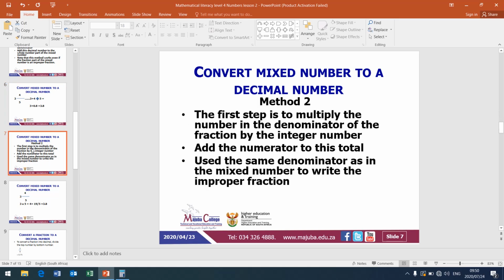Let us look for the second method. The first step is to multiply the number in the denominator of the fraction by the integer number. Add the numerator to this total. Use the same denominator as in the mixed number to write the improper fraction.